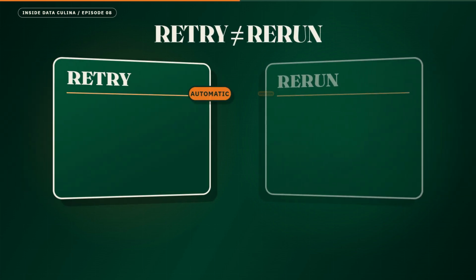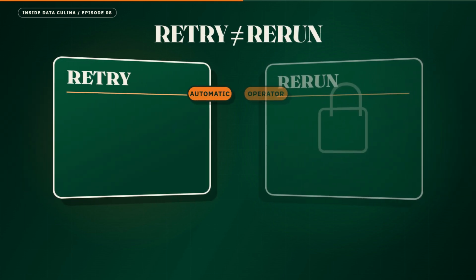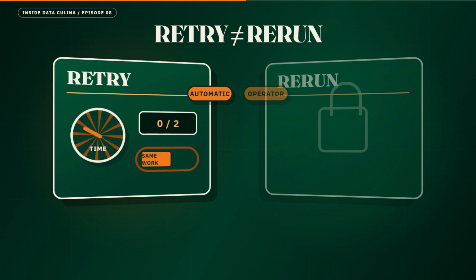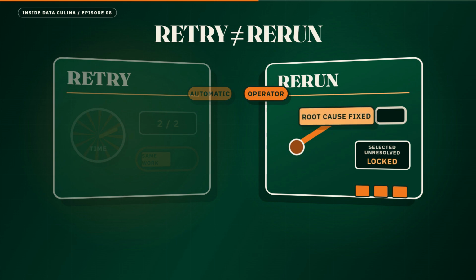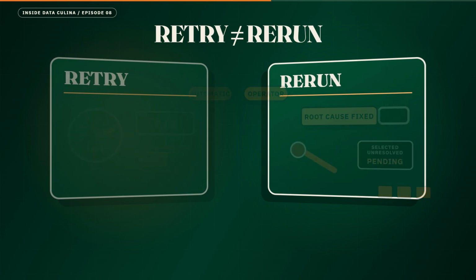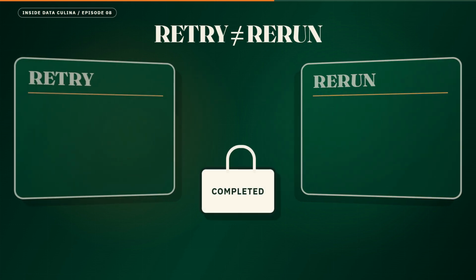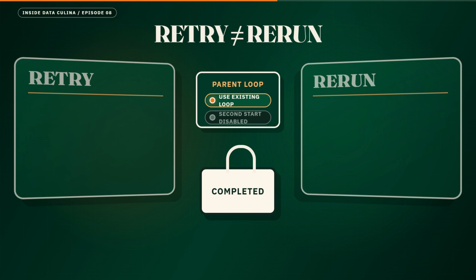Retry and rerun solve different problems. Retry is automatic and bounded. It assumes the same configured work may succeed on another attempt, perhaps after a transient source or service issue. Rerun is manual. An operator investigates, fixes the cause, then resets selected unresolved work for another attempt. Completed rows are not normal rerun targets, and if a parent loop is already active, operations should let it drain the queue instead of starting a duplicate.